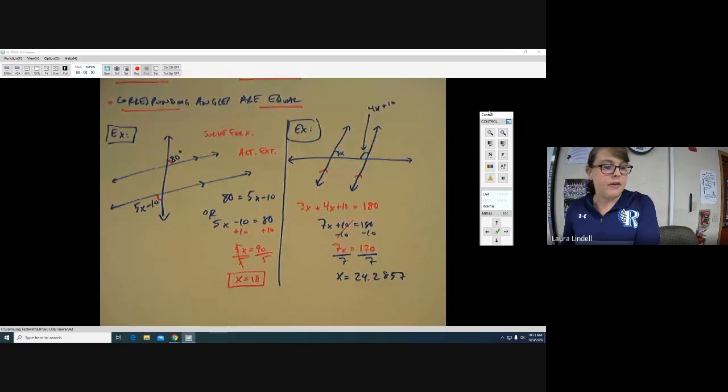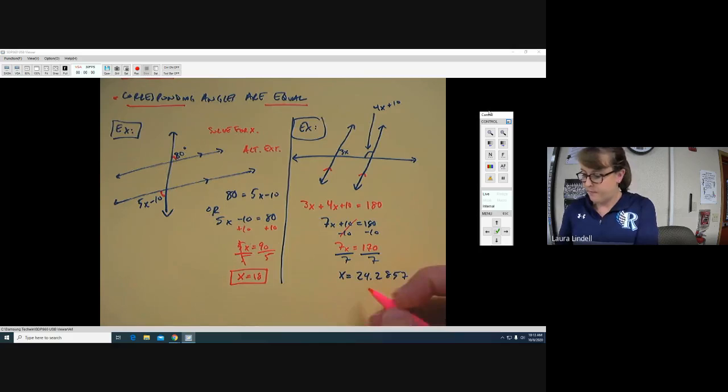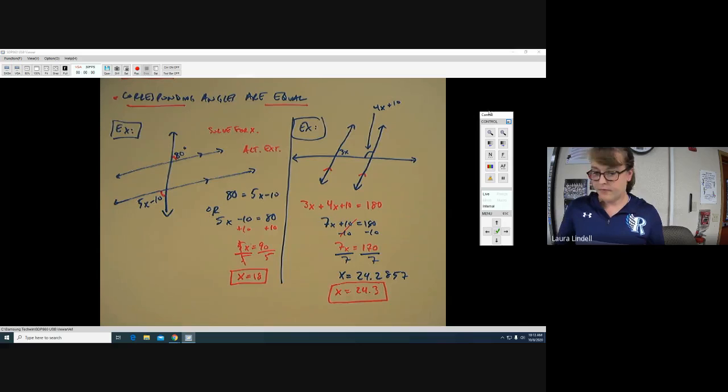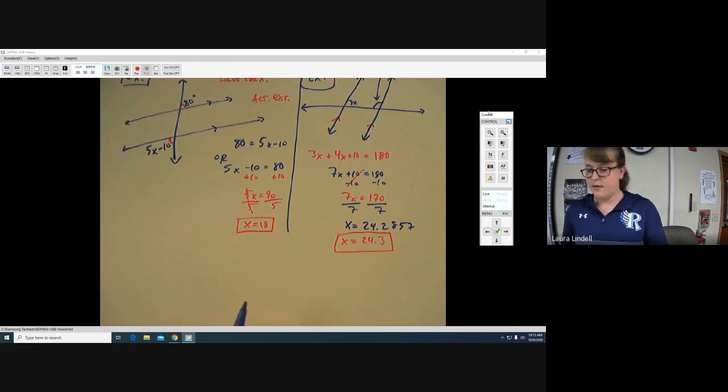So if I was going to round that to the nearest tenth, what would I round it to? What do we think? Yeah, 24.3. There we go. So there's another type of question that we could see. Let's do another.